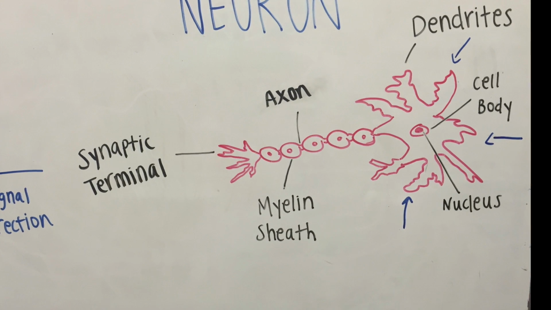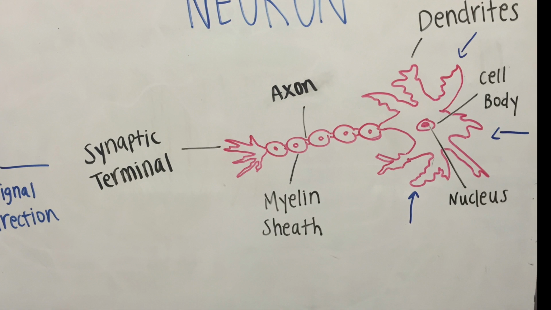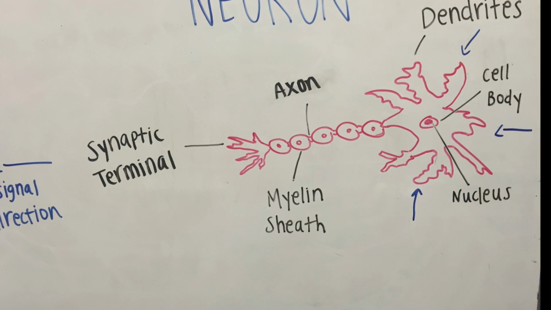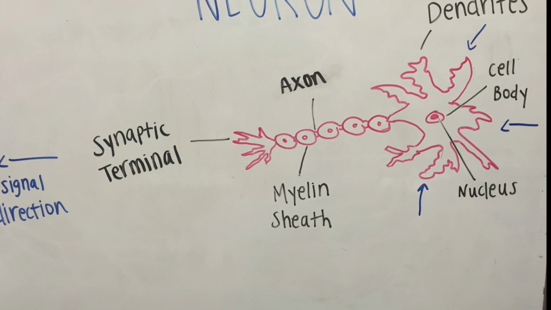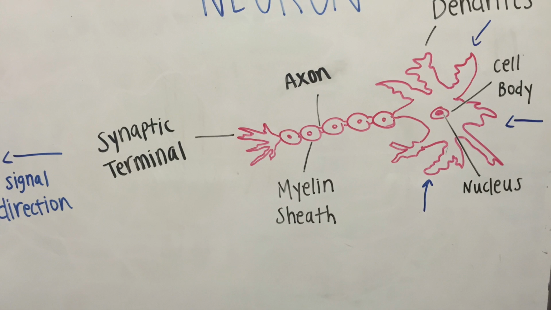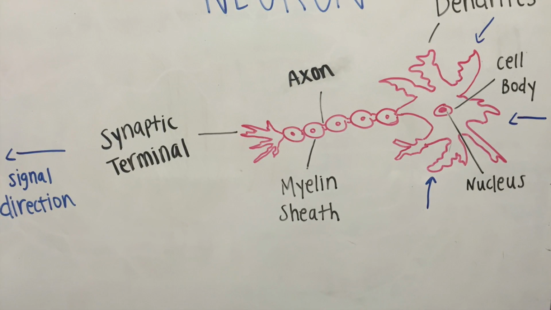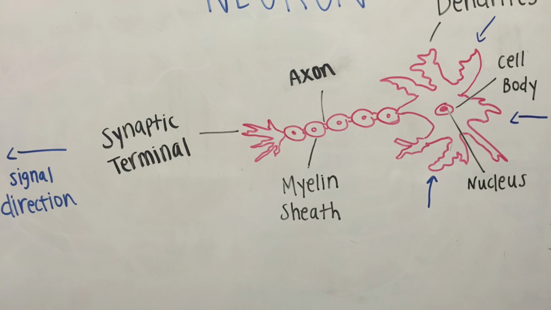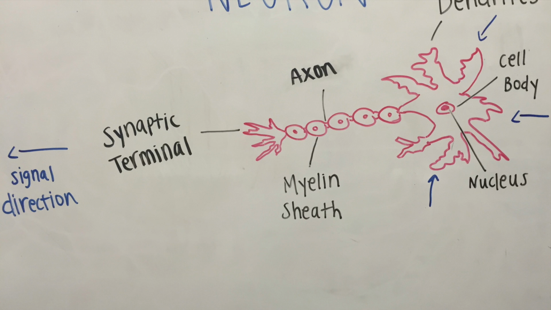It is covered by myelin sheath, which functions as insulation for the signal to travel faster and more efficiently, similar to the way rubber insulates a wire. At the end of the axon, there is a junction called the synapse, where the signal is transferred from the synaptic terminal of the presynaptic cell, or the branches at the end of the axon, to the postsynaptic cell. The signal then continues in this direction.